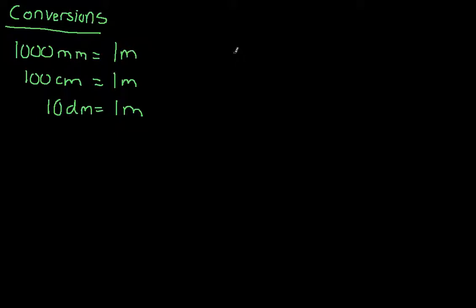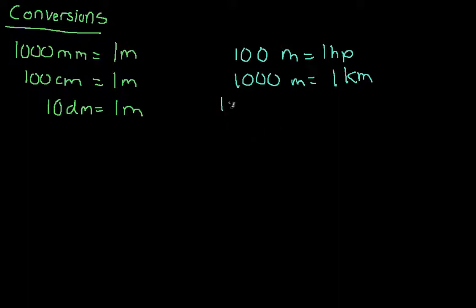On the other end of things, there is a hectometer, where 100 meters is equal to 1 hectometer. There is a kilometer, where 1,000 meters is equal to 1 km. You can also keep going with this. 1 million meters would be equal to 1 megameter. Your teacher may give you a few more to memorize.